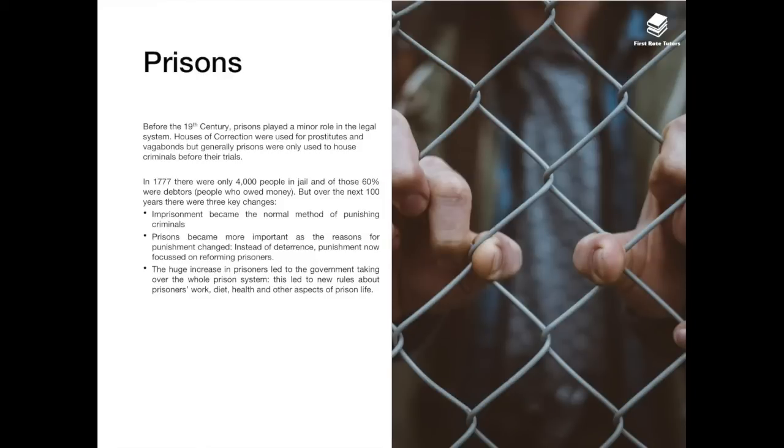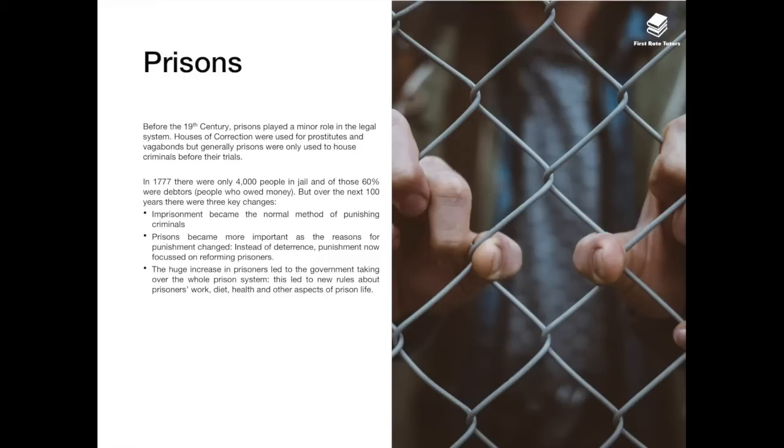Prisons. Before the 19th century, prisons played a minor role in the legal system. Houses of correction were used for prostitutes and vagabonds, but generally prisons were only used to house criminals before their trials. In 1777, there were only 4,000 people in jail, and of those, 60% were debtors.